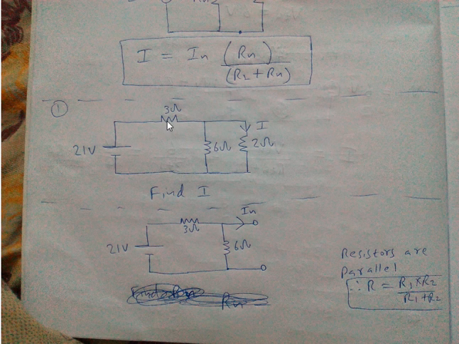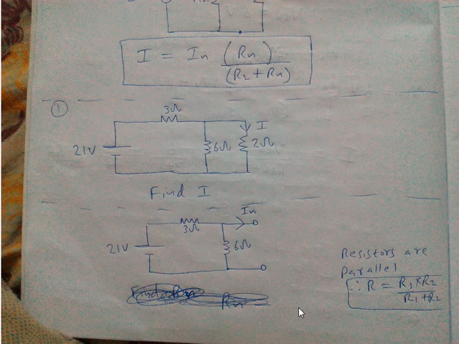For example, here you can see 3 ohm and 6 ohm, which are in parallel. So Rn is found using the formula you know for two resistors in parallel: R is equal to R1 into R2 divided by R1 plus R2. This is the formula that we have to apply to find Rn.